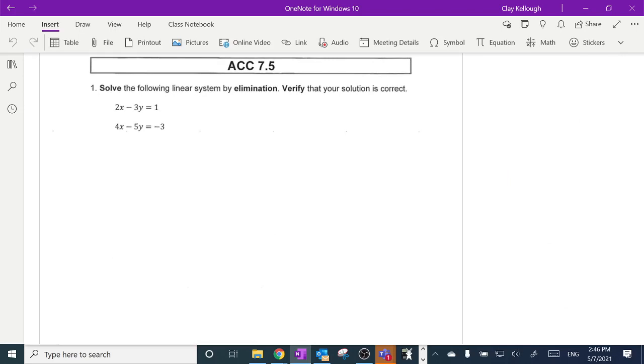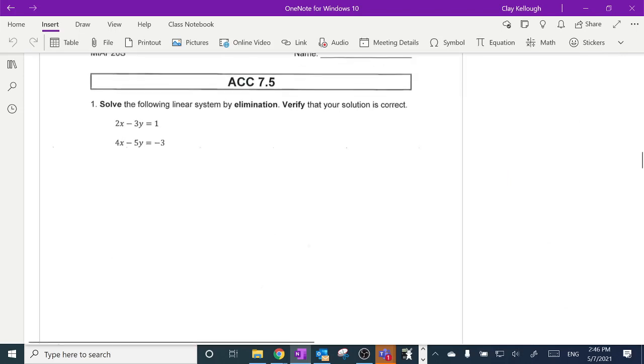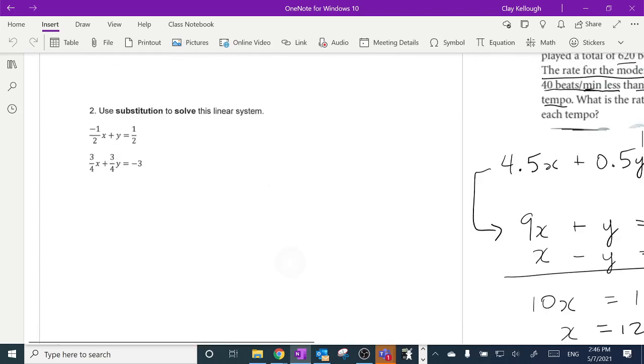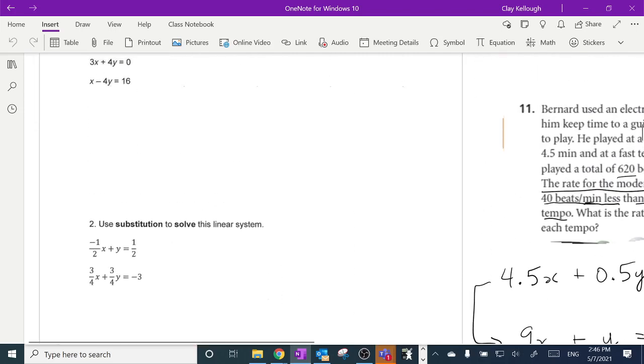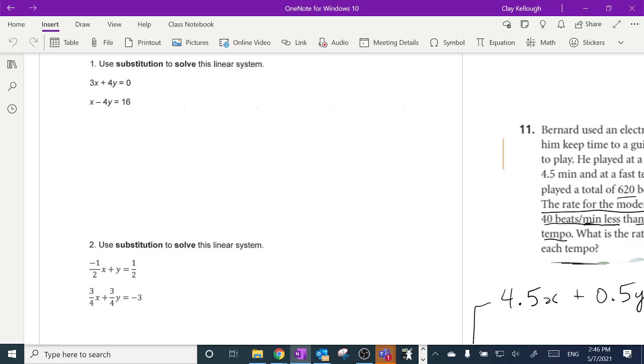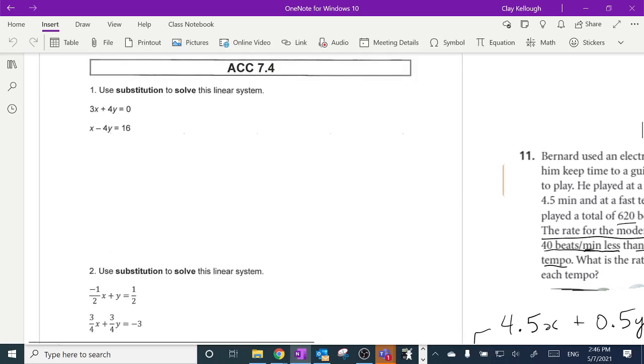Are they in the same order in your book that they are here? Is it 7.4 for a second time, and then 7.5 next? Yep, okay, good. So there you go. Can you guys do that?